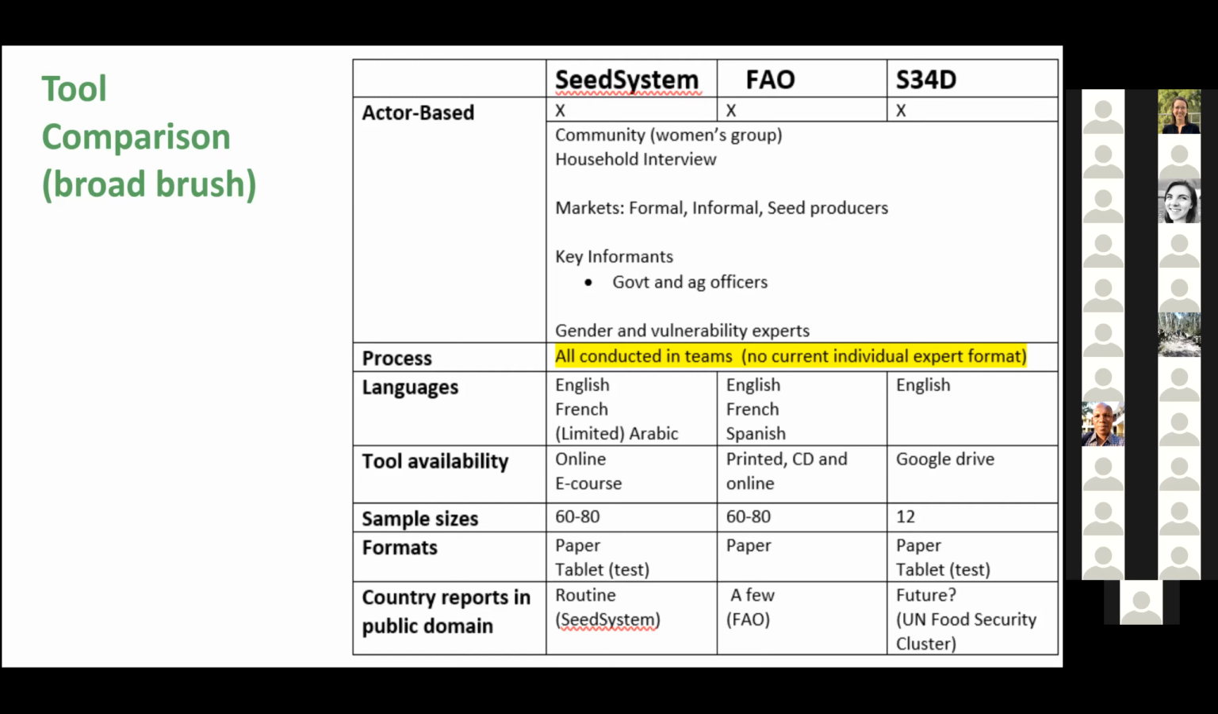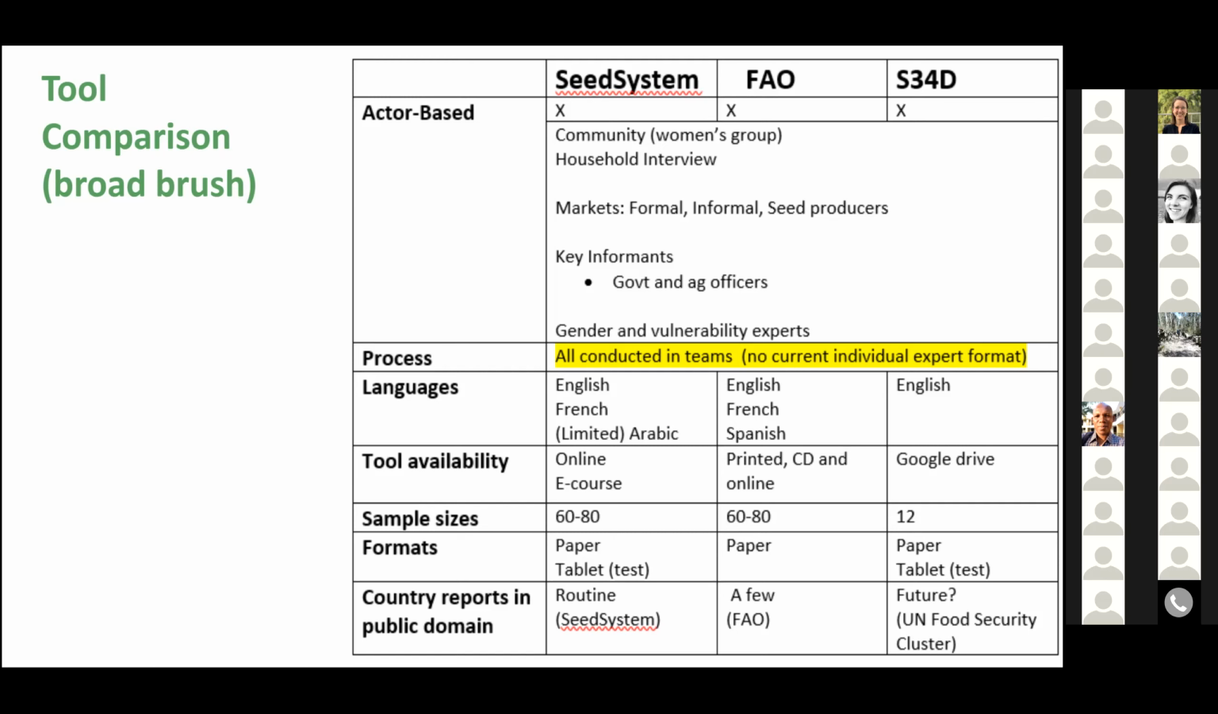Sample sizes, this is the only big difference I can see among the 3. So for instance, sample sizes for household interviews, Seed System and FAO say you have to do 60 to 80 to have rigor. S34D has a slightly different recommendation, much smaller sample size. In terms of format, all are in paper. I know that Seed System and S34D have also gone to digital.